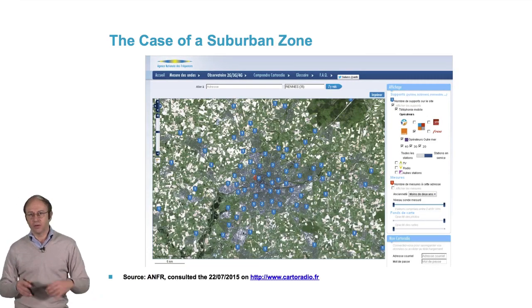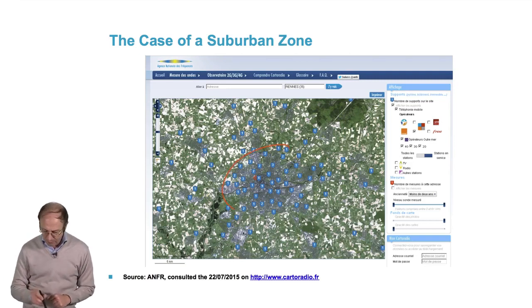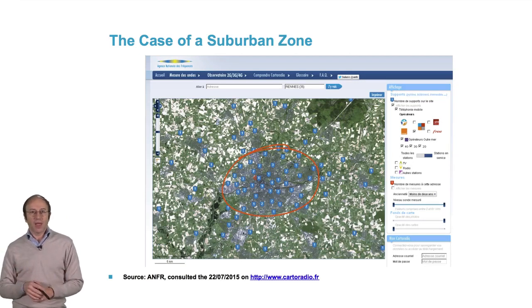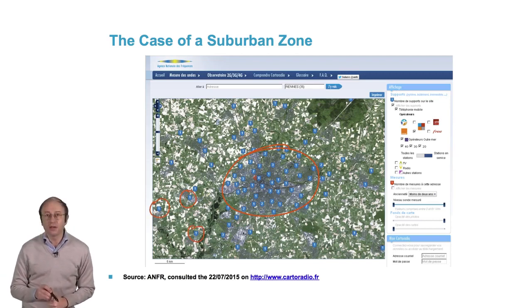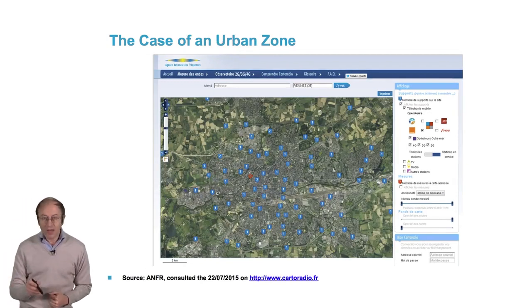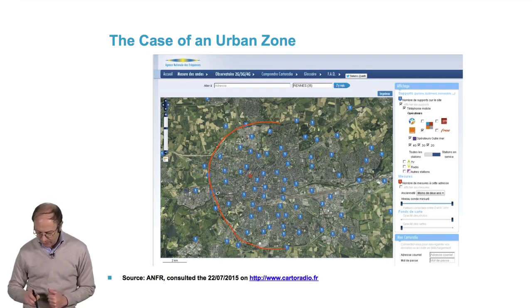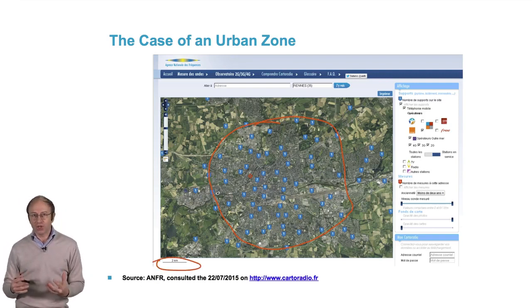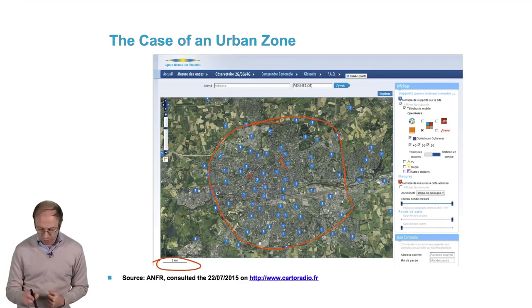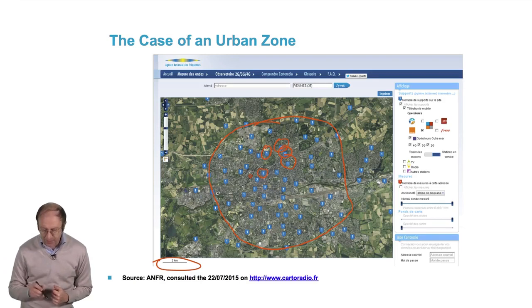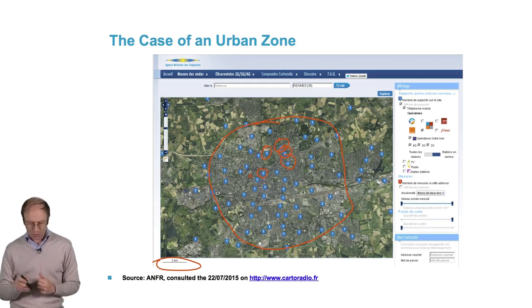If we look at an area around Rennes, Rennes is about here. We see that in the area surrounding Rennes, the base stations are a little more densely arranged than in the previous case. And if we look at the downtown, it's the following slide. We have Rennes. The scale is 2 kilometers. Base stations are densely arranged. And when we have the number 2, it means that there are 2 base stations not too far away.